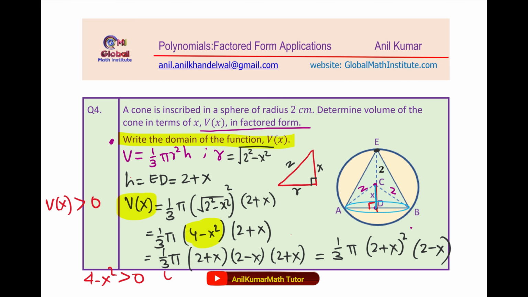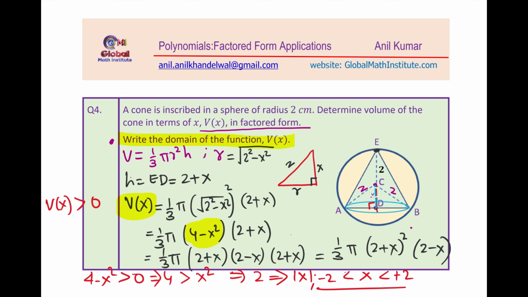So that means that 4 is greater than x squared, and square rooting will mean that 2 is greater than square root of x squared, which is absolute value of x, correct? So that means x is between minus 2 and plus 2. Now see, the most important part here is that in the domain, we are getting this dimension x as negative. Is that possible? That is a very important question to answer.